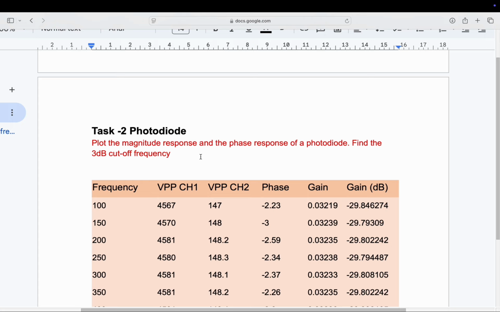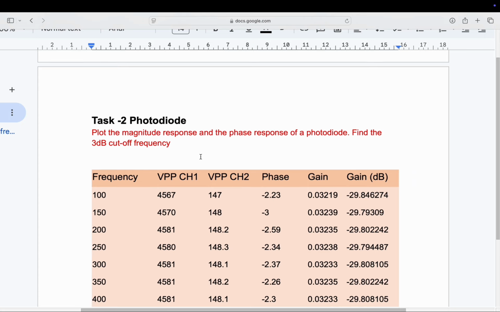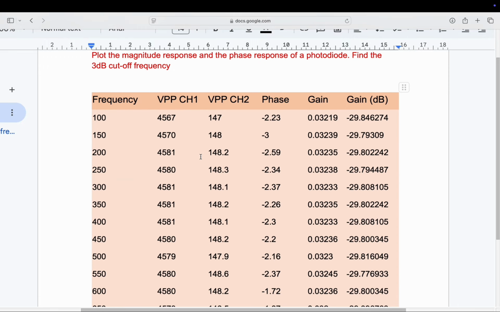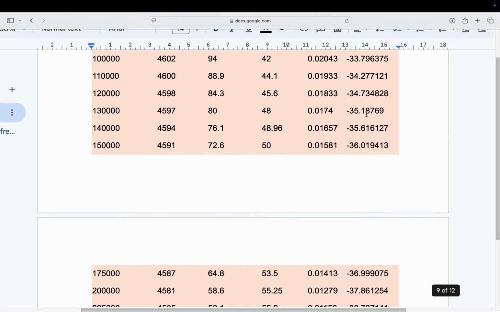Now moving to the second task, in which we had to plot the magnitude response and the phase response of a photodiode and also find the 3 dB cutoff frequency. Here also we recorded the same data: frequency, input VPP in channel 1, output VPP in channel 2, phase difference of channel 1 minus channel 2 in degrees, gain, and gain in dBs. This is the data set which we recorded.